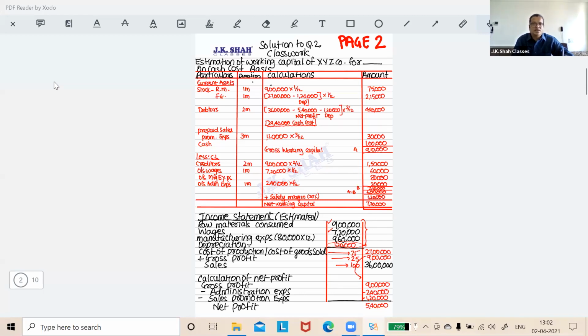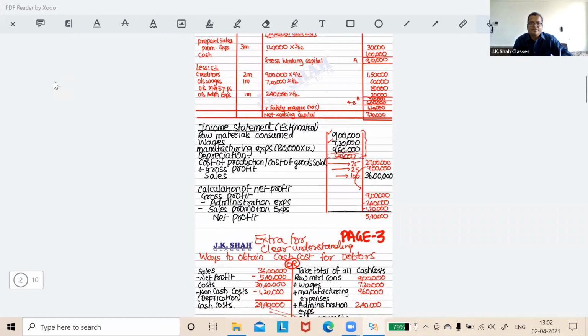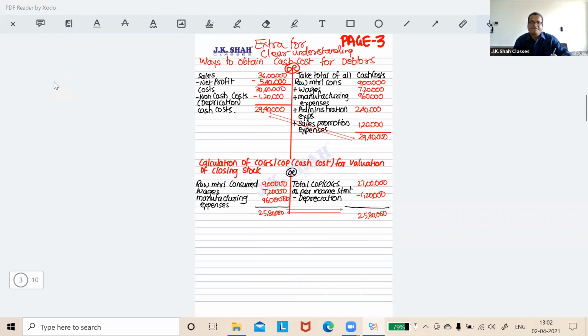Scroll to the next page. Yeah, thank you so much, guys. People are writing, thank you, sir. Thank you, sir. You are all welcome. And scroll to the next page. So what I told, either whatever amount you have, from that you remove profit and depreciation, or you just take a total of cash cost.